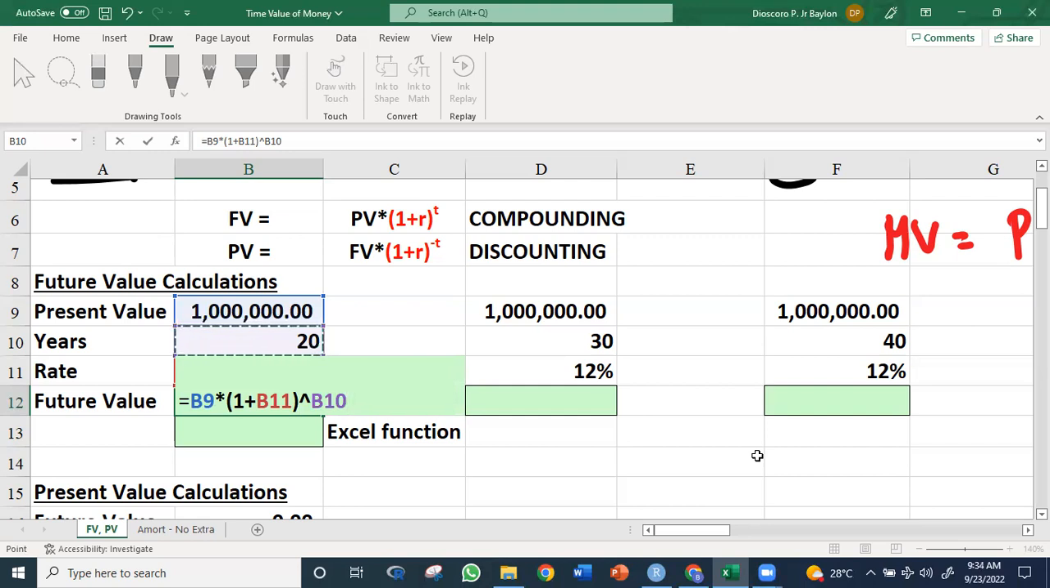Let me wait for you to use this formula. And once you're done, class, kindly please chat the answer that you get.